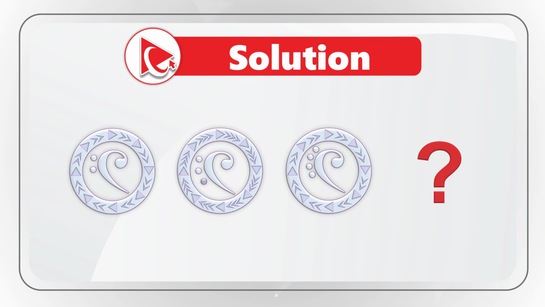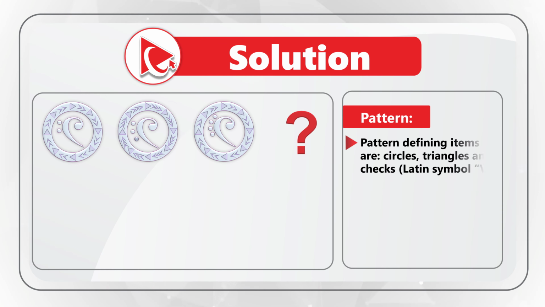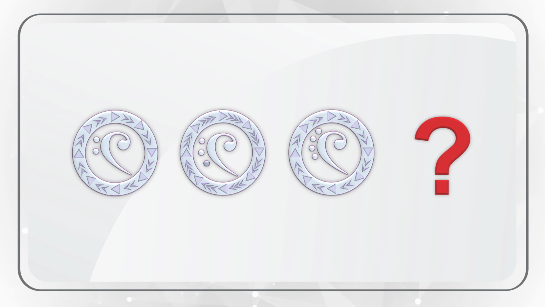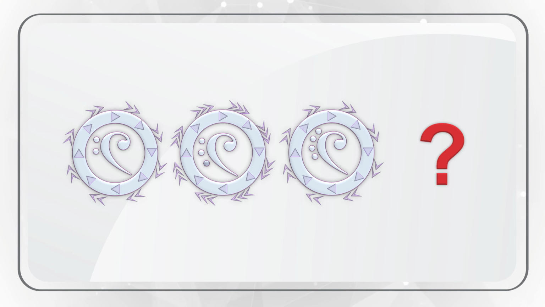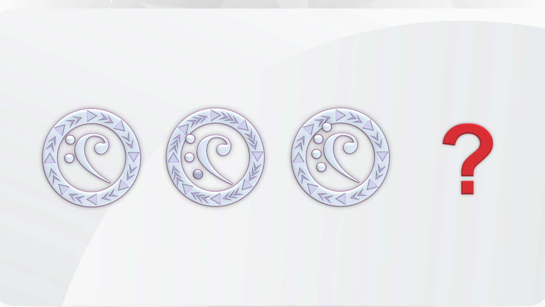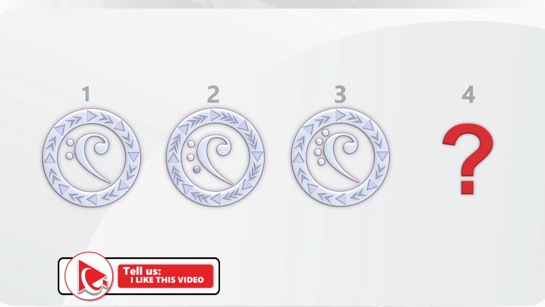As you might have guessed, the key is to define the pattern. And pattern consists of multiple elements. Pattern defining items are circles, triangle, and checks. They look like Latin symbol V. If you look closely at the outer circle, it's filled with triangles and those checks, which are moving clockwise. The inner circle also has smaller circles inside. Let's name our items in the original pattern as item 1, item 2, item 3, and then the missing item we will name item 4. This will help us to define the pattern.